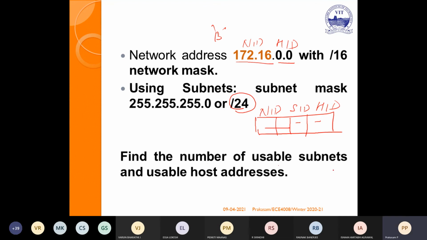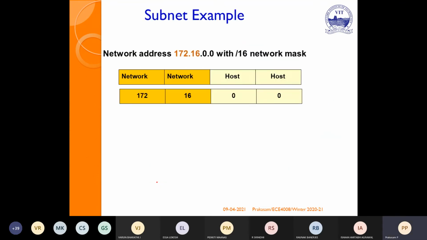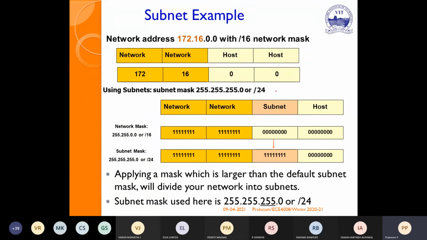Find the number of usable subnets and usable host addresses. It is clearly given here, and it is a very simple problem. Without the masking, these first two fields are the network ID since it is class B, and the next two are host ID. With the subnet, because it is given as 24, the third is the subnet and the fourth is the host. For the subnet also we use a mask, so 255.255.255.0 is the mask.